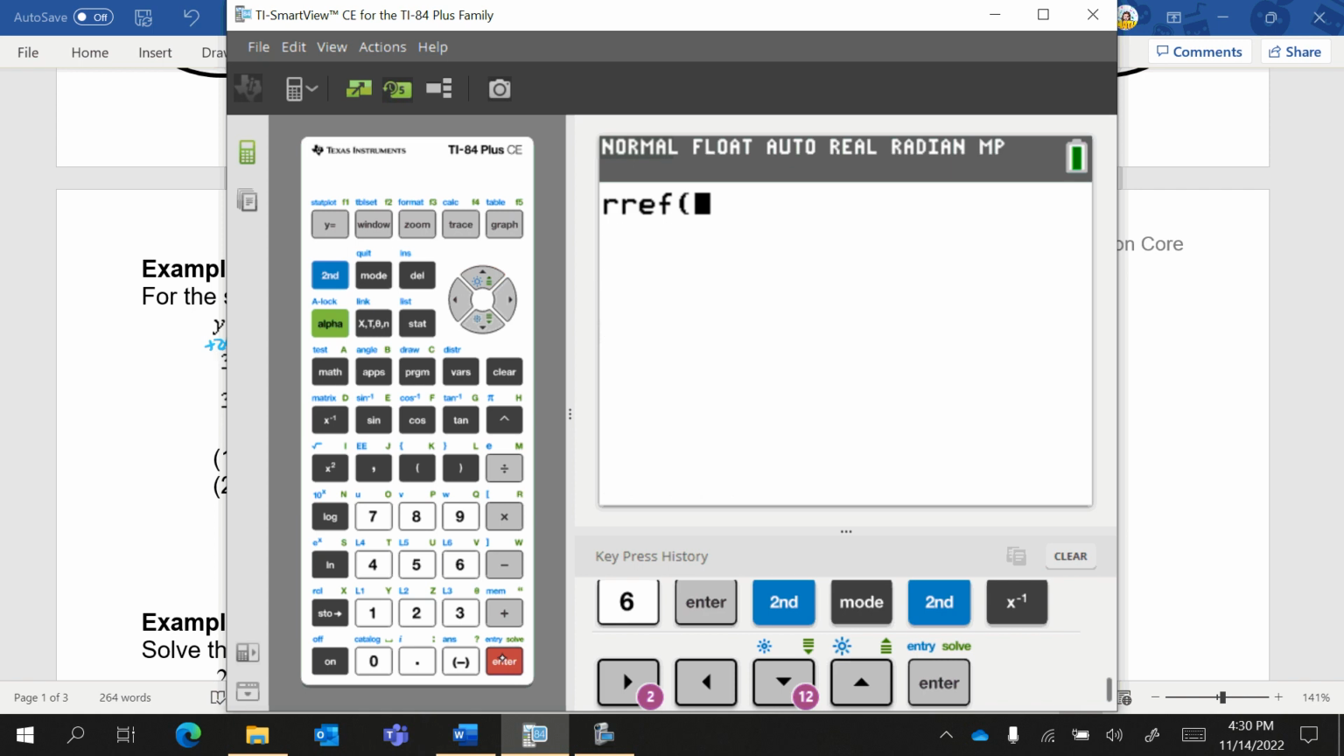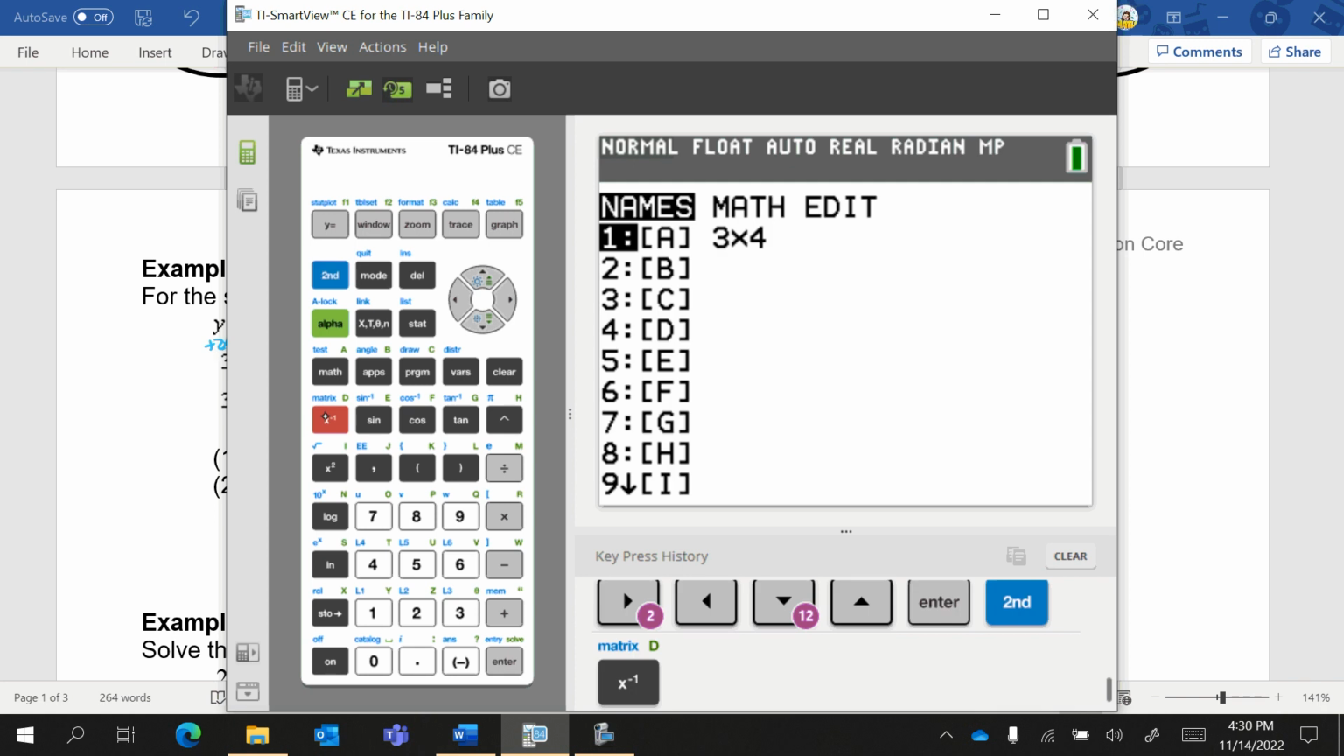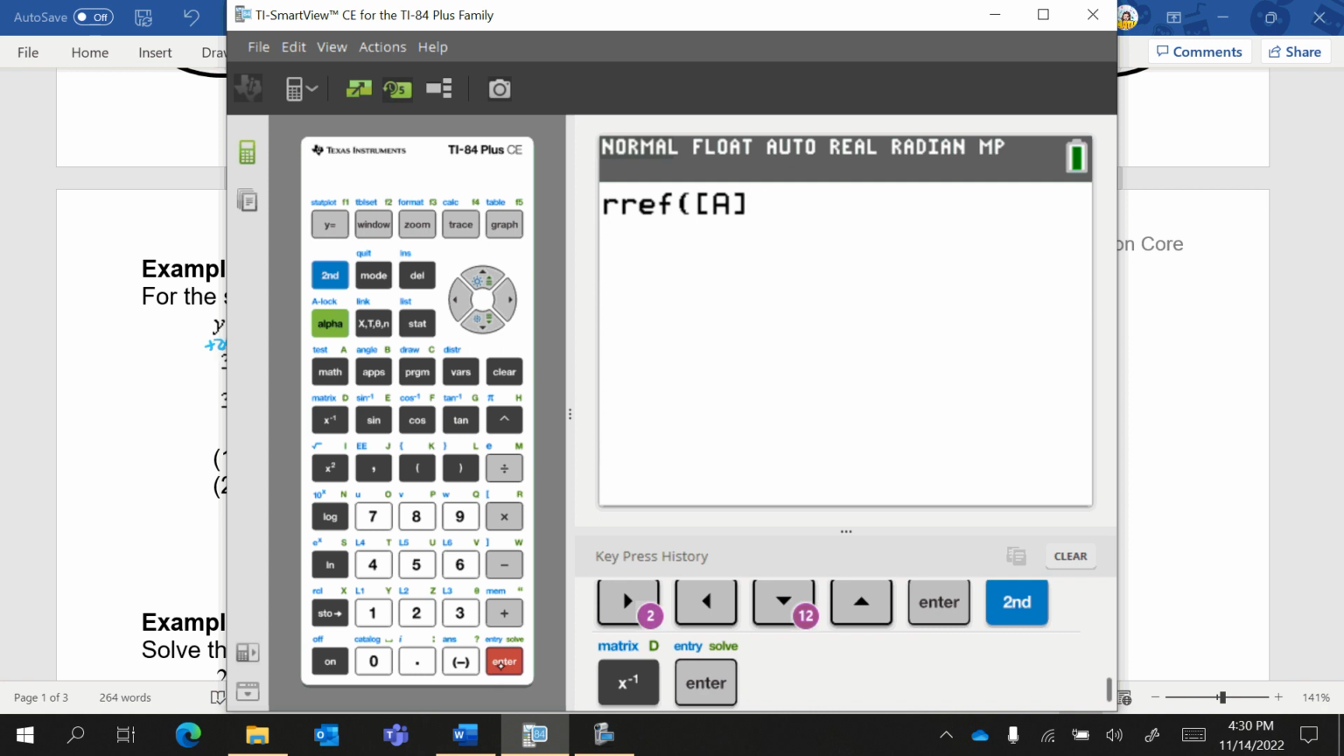You told the calculator to solve, but you need to tell it to solve what? So go back to second matrix. And now we just edited matrix A. So we're choosing to solve matrix A. And we're going to write that down.